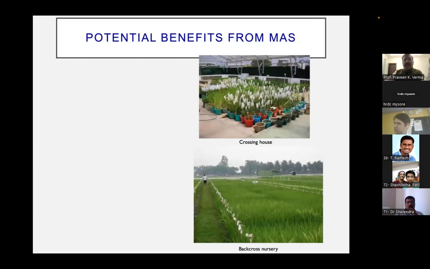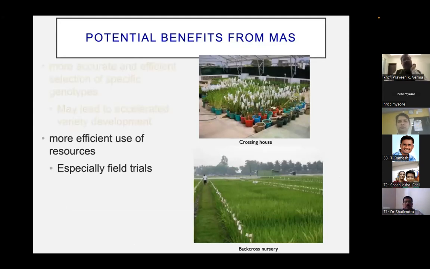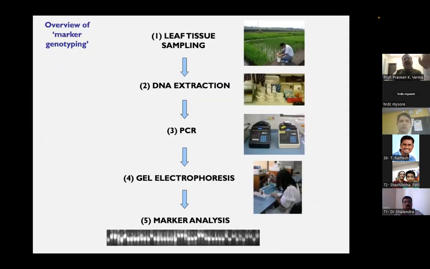These are the benefits: more accurate and efficient selection of specific genotypes, which may lead to accelerated variety development, and more efficient use of resources, especially for field trials. With marker genotyping, you don't have to do many experiments. You just take a leaf sample, not the entire plant, just a small sample, go for DNA extraction, PCR, gel electrophoresis, and then marker analysis. Such things you can do very easily in marker selection.